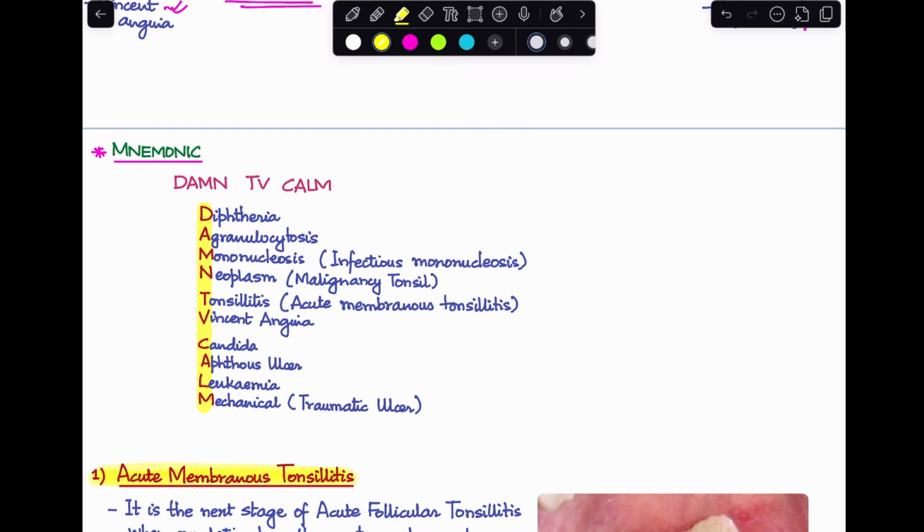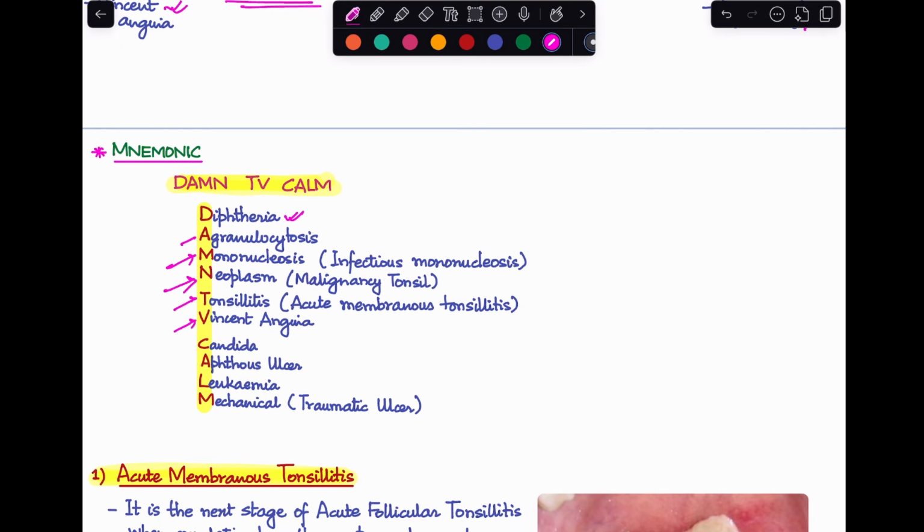The mnemonic is DAM, TV, CALM. For D, we have diphtheria. For A, we have agranulocytosis. For M, we have mononucleosis, which is infectious mononucleosis. For N, remember it as neoplasm, which means the malignancy of tonsil. For T, we have tonsillitis, and more specifically, the acute membranous tonsillitis. For V, we have Vincent angina.